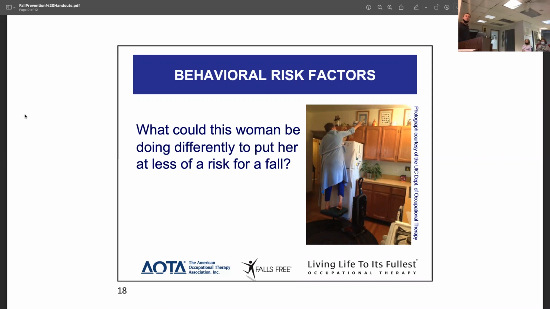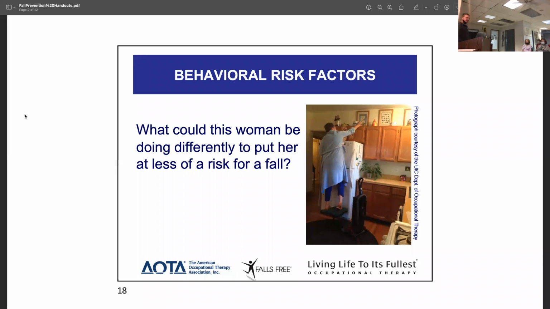So one risk factor that as an occupational therapist I would identify is the fact that she's reaching above her head to grab something up on the top shelf. Anytime you reach to grab something high, it kind of throws off your center of balance, especially when you're standing on a stool like that.